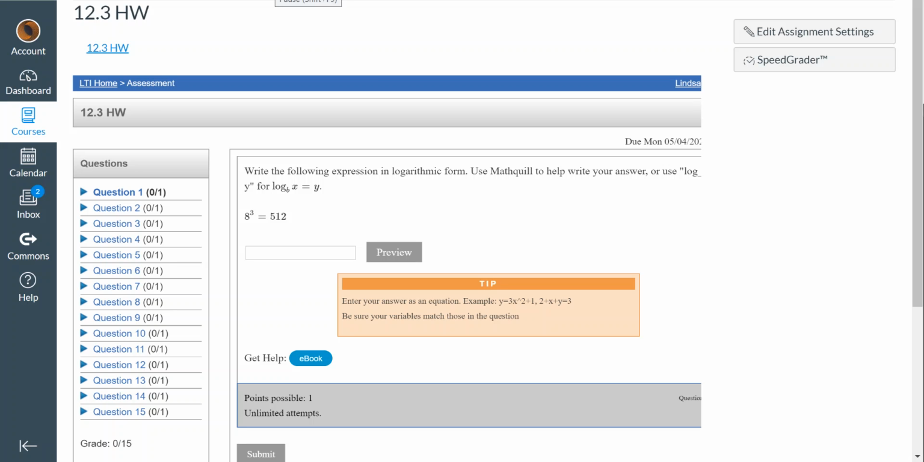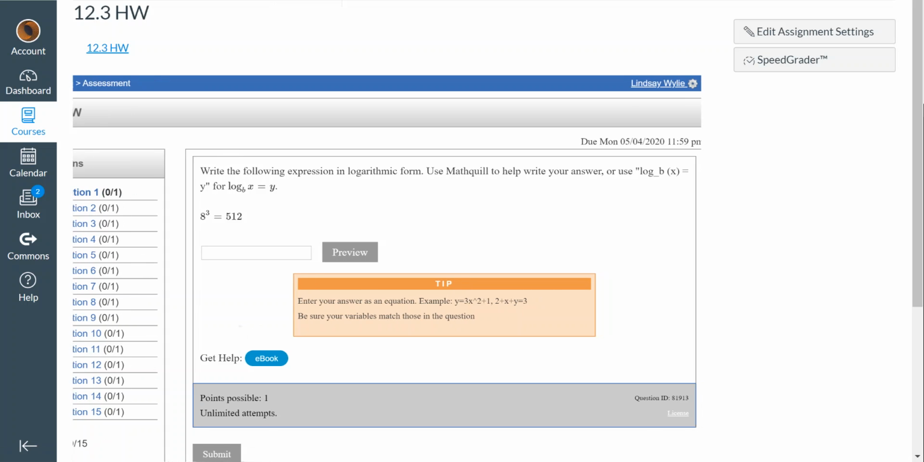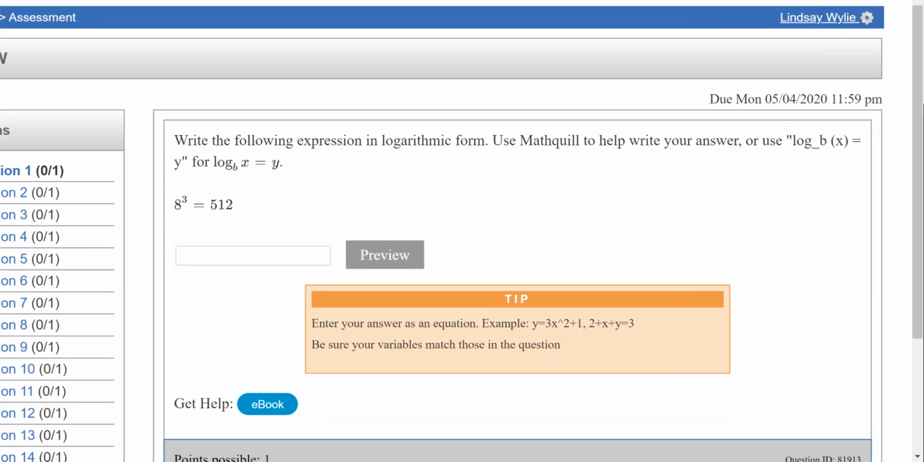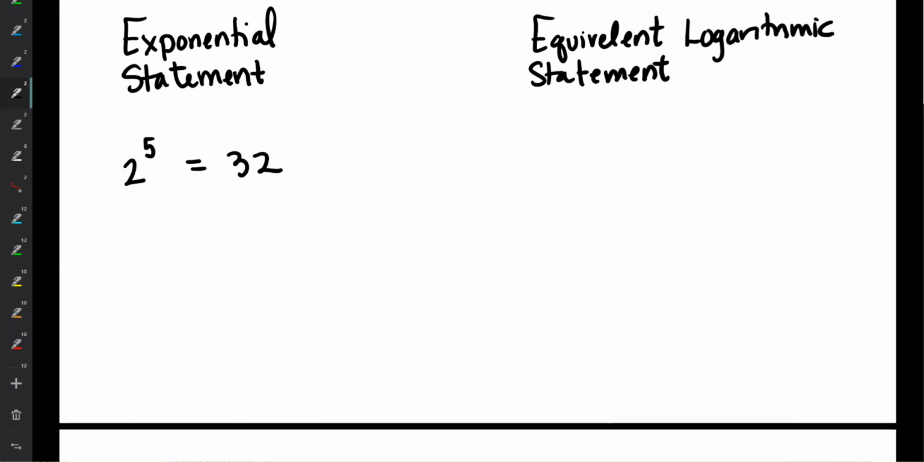In this video, we will be talking about how to do questions 1, 2, and 3 from homework 12.3. In each one of these problems, they give you an exponential statement, like 8 cubed is 512, and they want you to write the equivalent logarithmic statement. Let's do some similar problems.